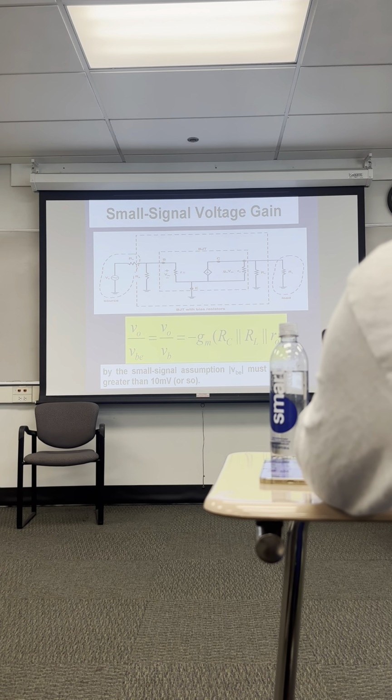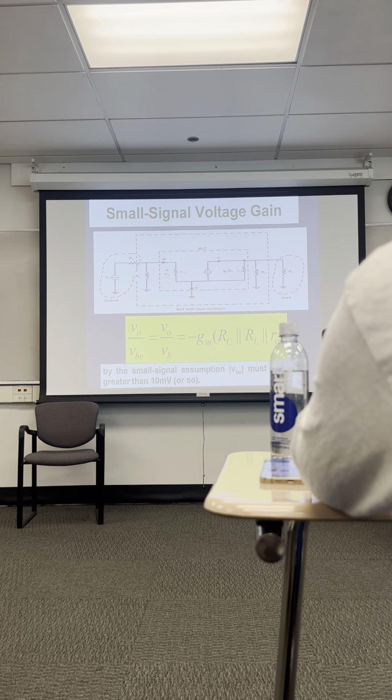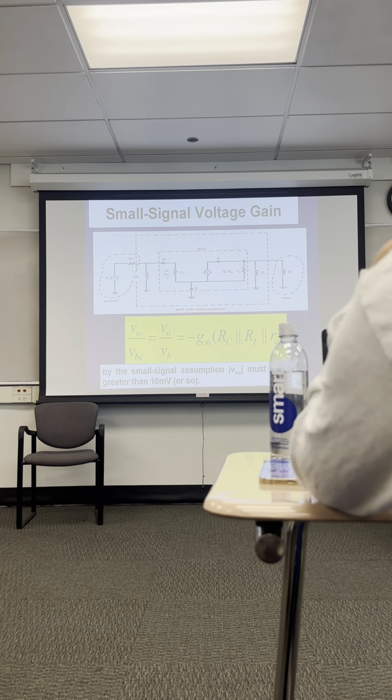This is actually A sub V equals minus gm times RC parallel RL parallel with RO. And we're assuming a small signal here, so we're going to keep this source over here probably 10 millivolts or less. And then the gain we get here should not have clipping or distortion.